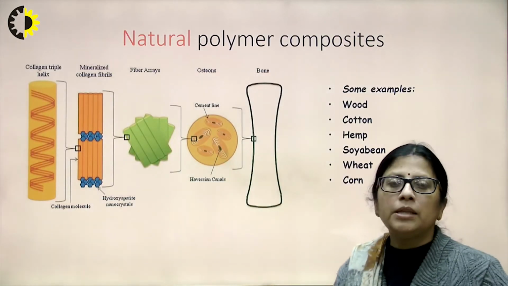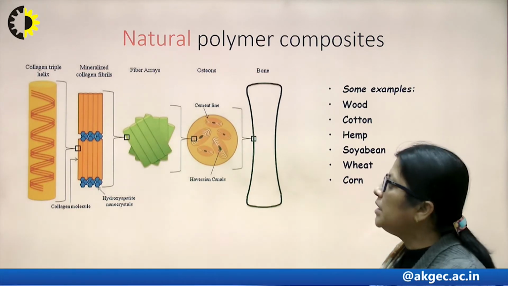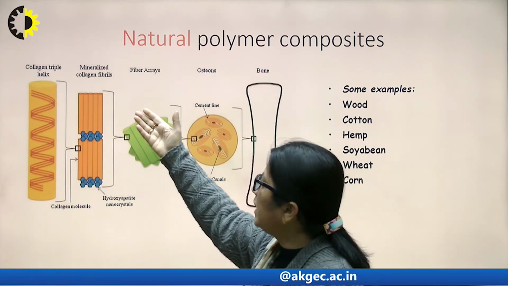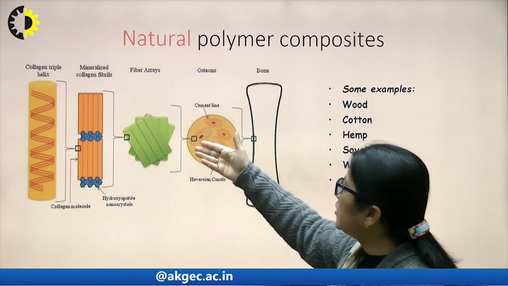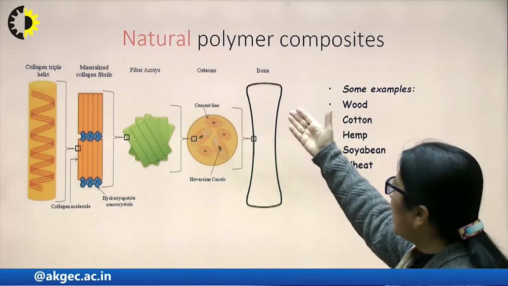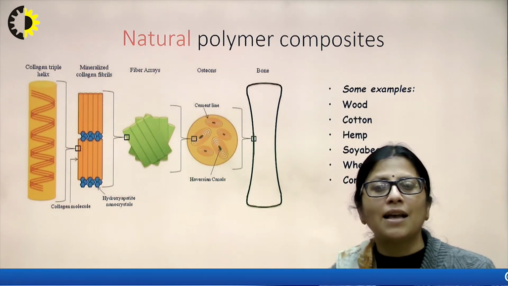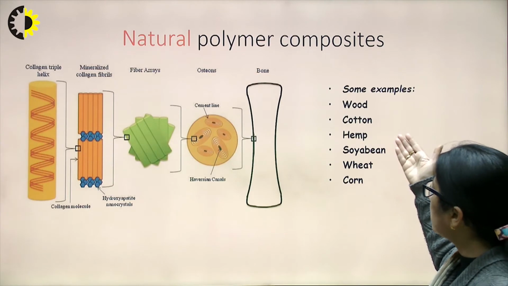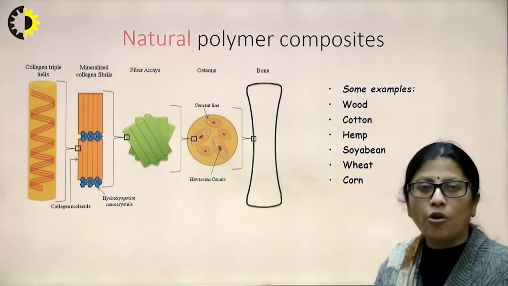Now, the composites can also be natural polymer composites. The natural polymer includes collagen, the fibers made of the collagen molecules, then the fiber arrays formed from it, ultimately there are osteons and the bone. So, some of the examples which we can use as natural polymer composites are wood, cotton, hemp, soya bean, wheat and corn.